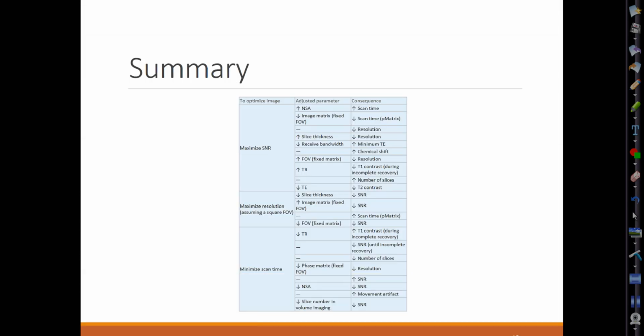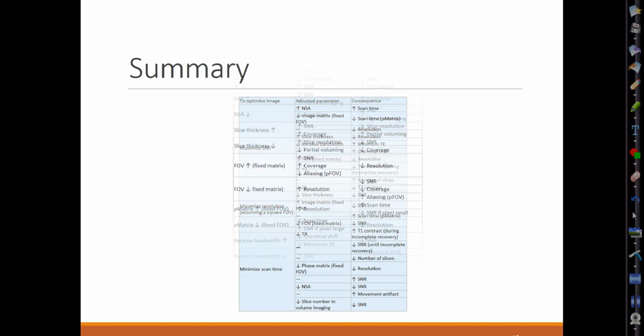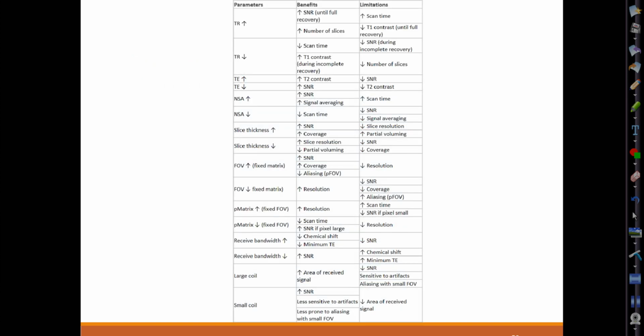All right, so I included at the end of the chapter a nice little chart here. This can help to start to fill this out. You can see here, to maximize SNR, you adjust these parameters, and sometimes you have the consequences that come along with that. And then on your next slide, you have all those extrinsic parameters. It shows you the benefits and limitations of those.